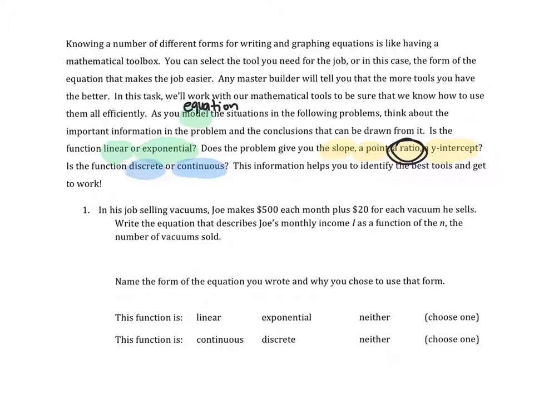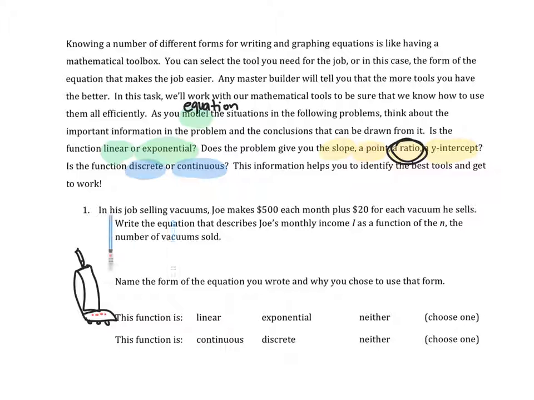Okay, so let's talk about number one. In his job selling vacuums, hang on, we're going to have a quick picture break so I can draw a vacuum. What do vacuums look like? Back in my day, they looked like this. And then there's this crazy one, and they would have lights on them. Okay, so Joe is selling vacuums. Fantastic. Good job, Joe. He makes $500 each month plus $20 for each vacuum he sells.